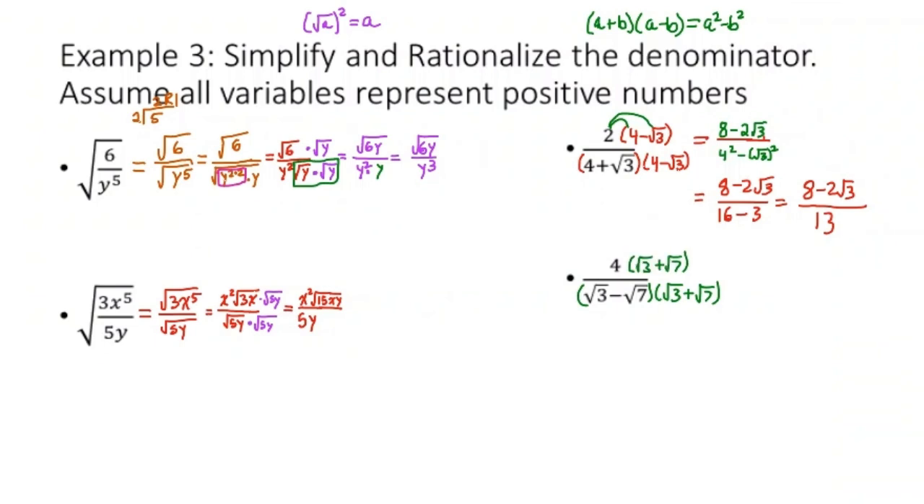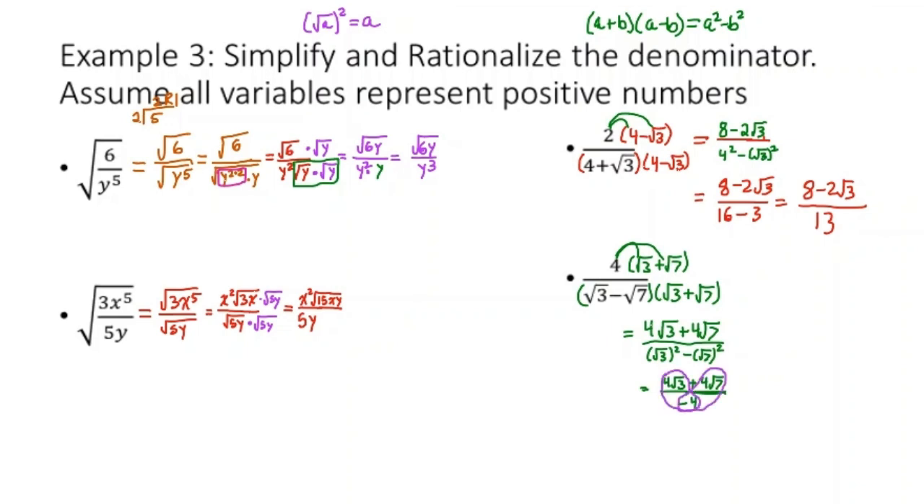In the numerator, we can distribute to get 4 square root of 3 plus 4 square root of 7. In the denominator, we get root 3 squared minus root 7 squared after using our special product rule. We can't simplify the numerator any farther, but in the denominator, we get negative 4. Now we can simplify this even farther. Negative 4 does divide both 4 root 3 and 4 root 7.